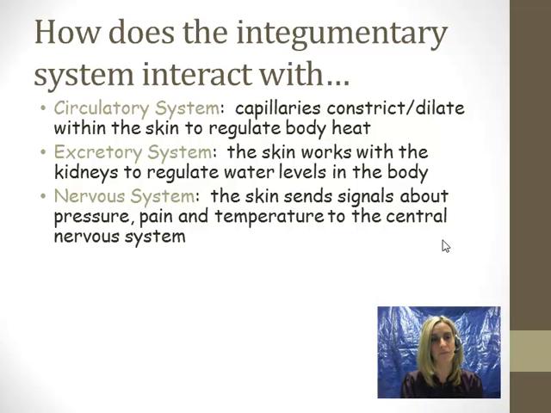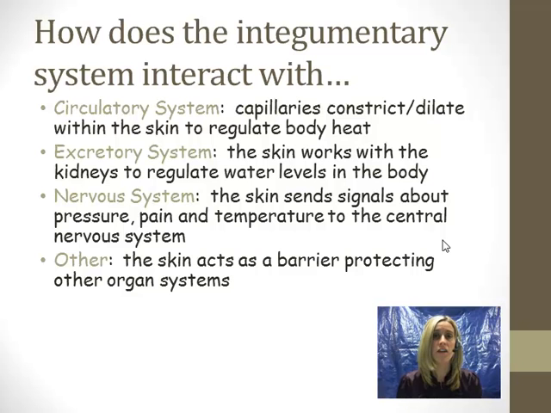And again, the skin is connected to the barrier protecting all of the other organ systems, so it really interacts with all of the different systems.